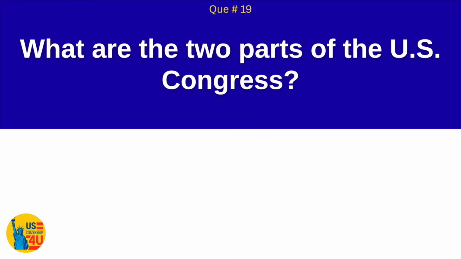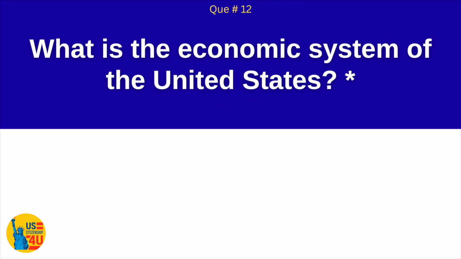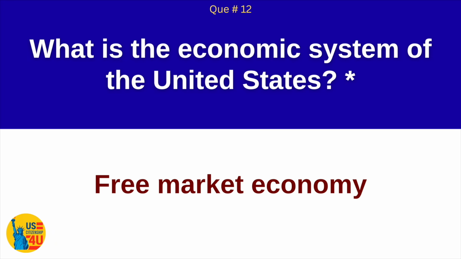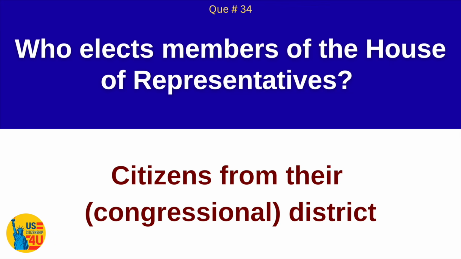What are the 2 parts of the U.S. Congress? Senate and House of Representatives. What is the economic system of the United States? Free market economy. Who elects members of the House of Representatives? Citizens from their congressional district.